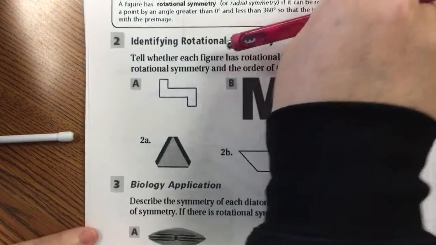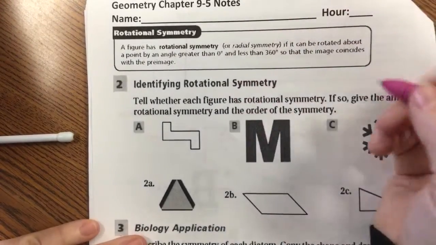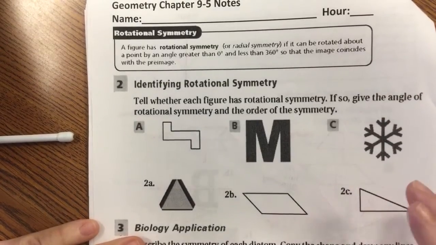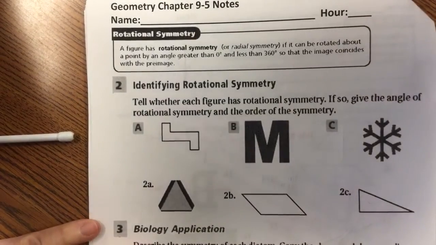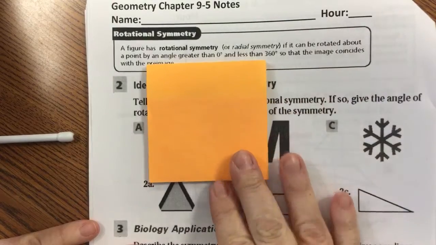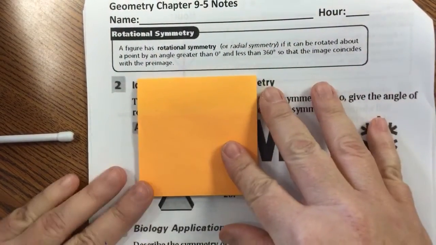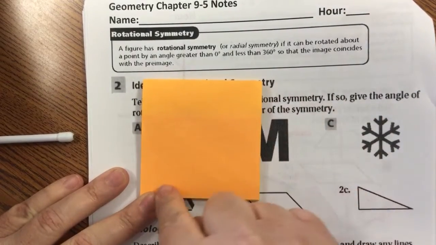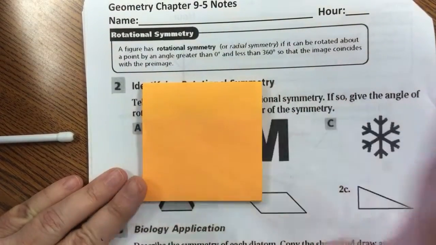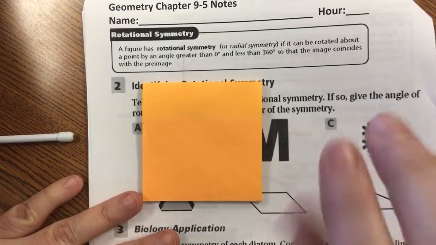So let's flip to the back of the notes. And the last thing we're going to talk about is rotational symmetry. So rotational symmetry is like if I take a shape and I rotate it. So I'm just going to take this little sticky pad and we're going to talk about its rotational symmetry. We're going to say that it's a perfect square. Okay, just for argument's sake, it is a perfect square.